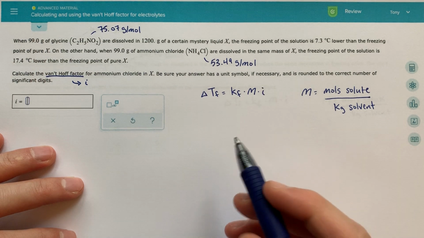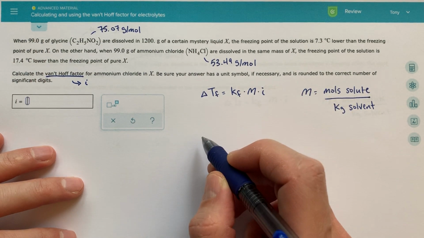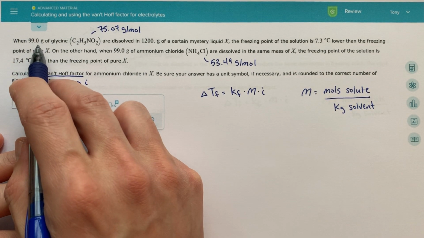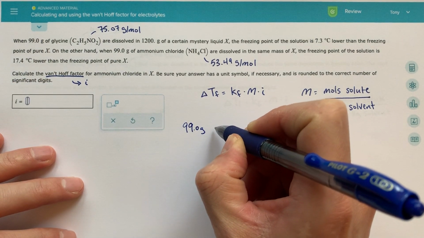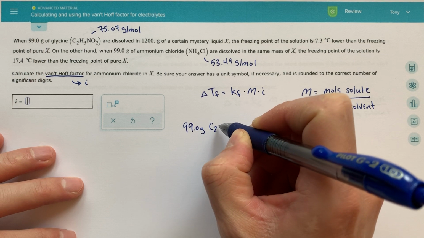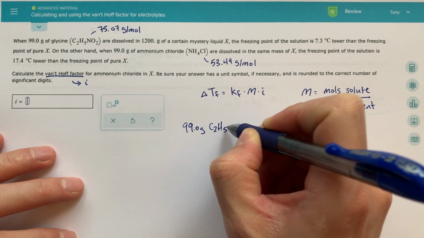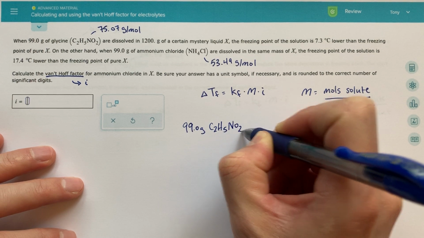So let's start plugging things in here. Using this information, I'm going to start by converting this 99 grams of glycine, we'll just write C2H5NO2.